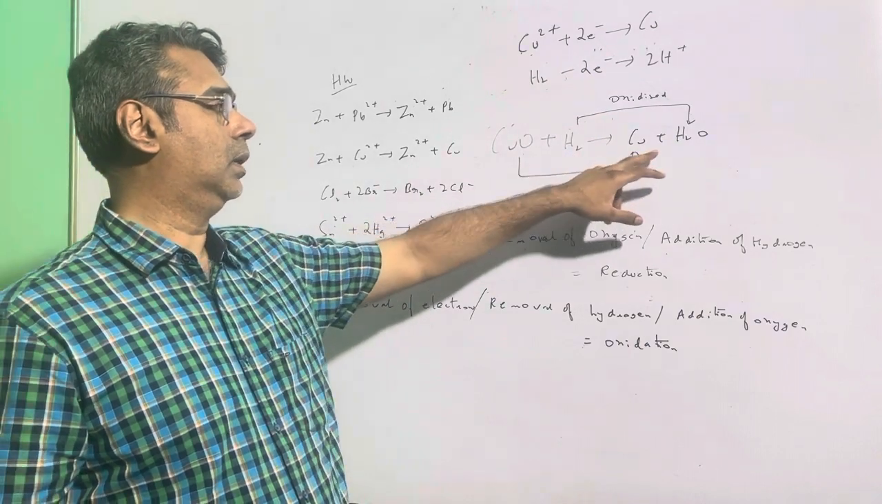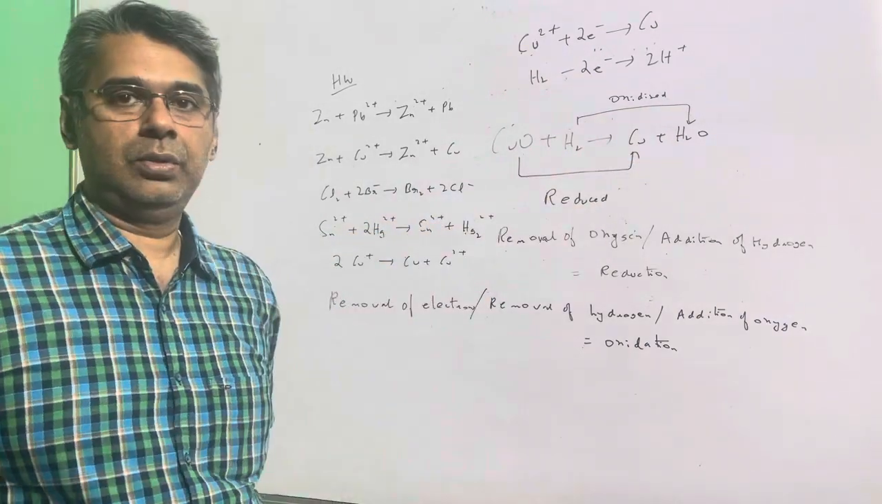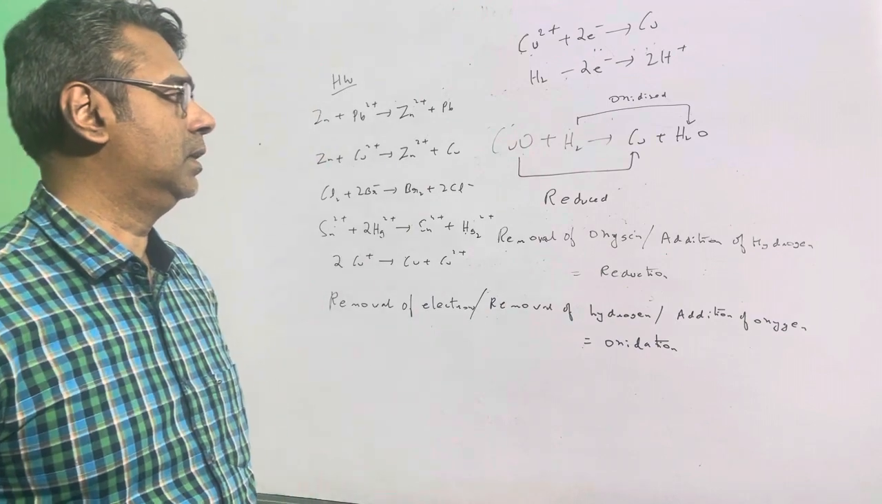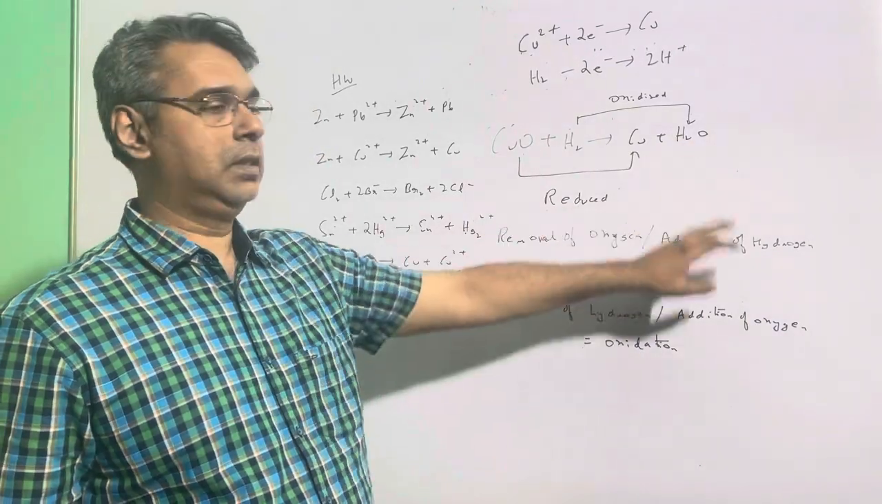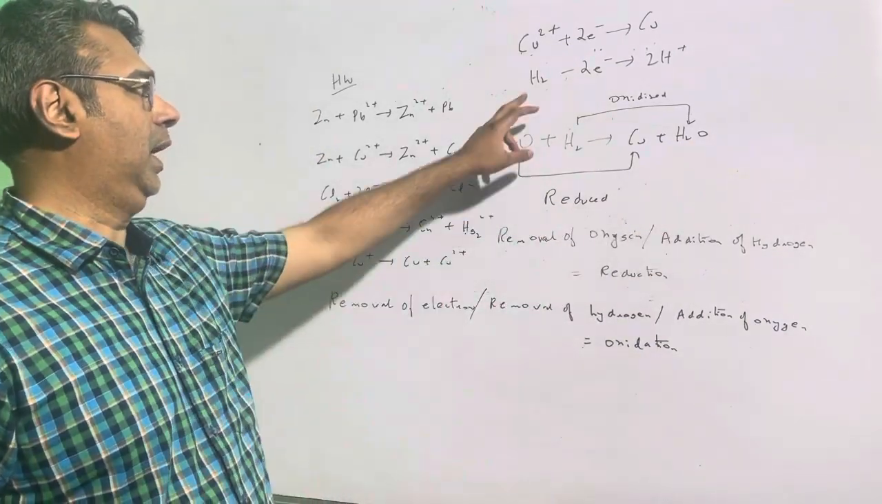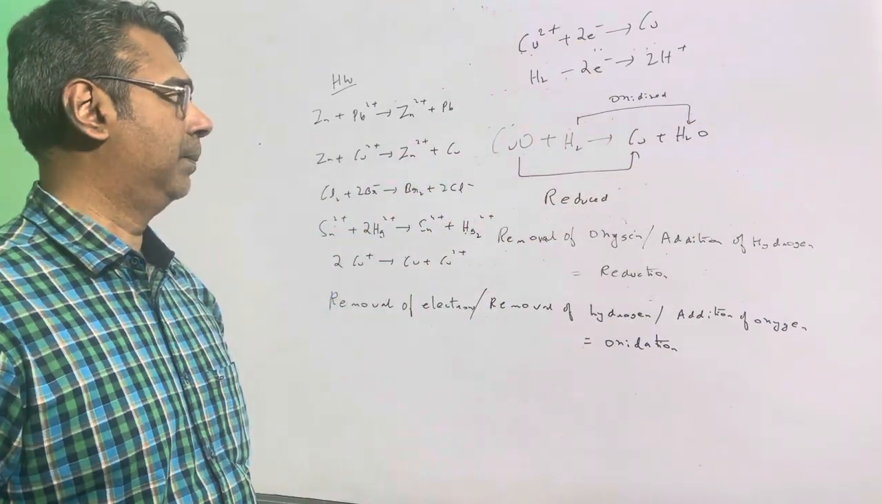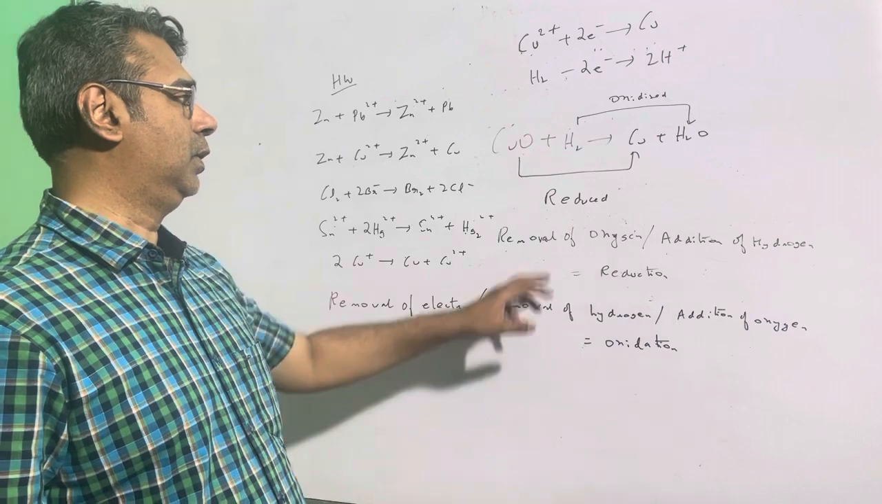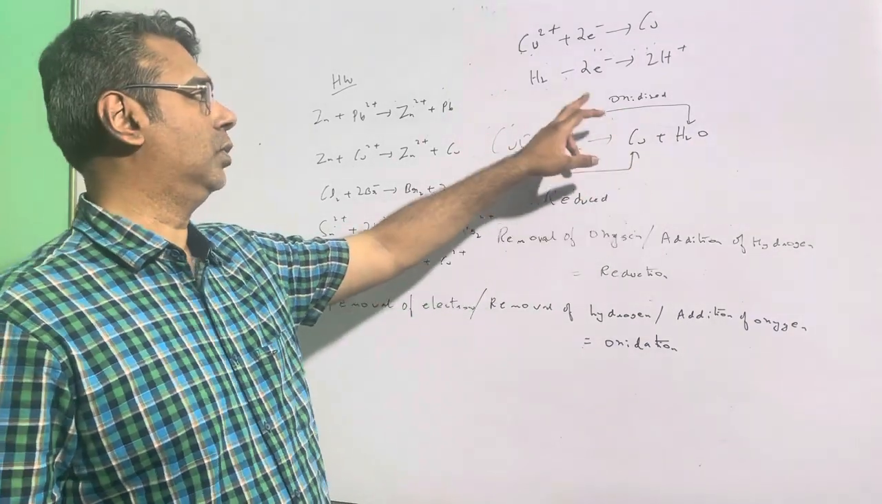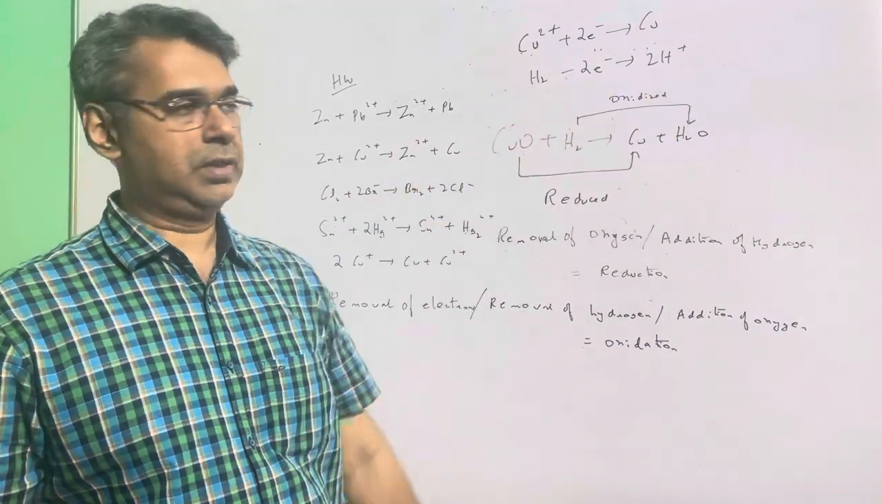Hydrogen molecule is getting changed to H2O. That means in H2O the hydrogen is in the form of H+. So H2 is losing 2 electrons to become 2H+. But we know that H2 is getting oxidized to H2O. That means removal of electrons is oxidation.